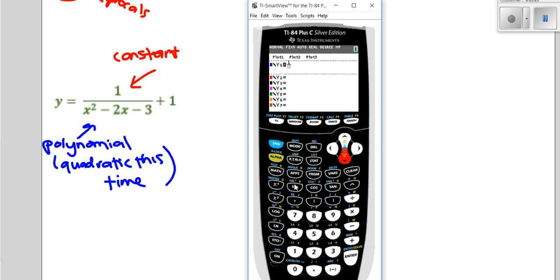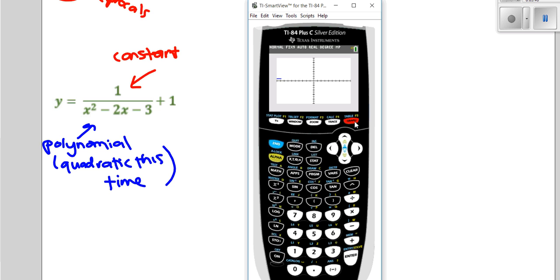Where's my x squared? Minus 2x, minus 3. Are you seeing this earlier? No. Oh. There. So always have a little look at it afterwards to see did you type everything in right. And then hopefully get a crazy looking graph.